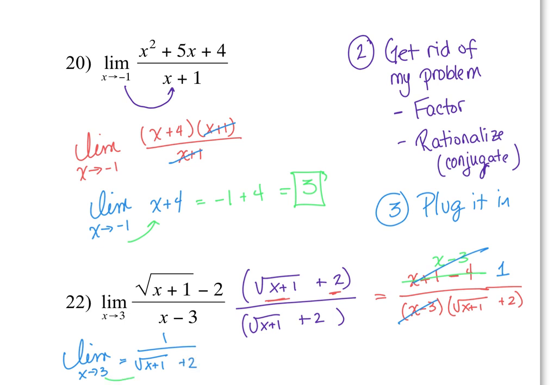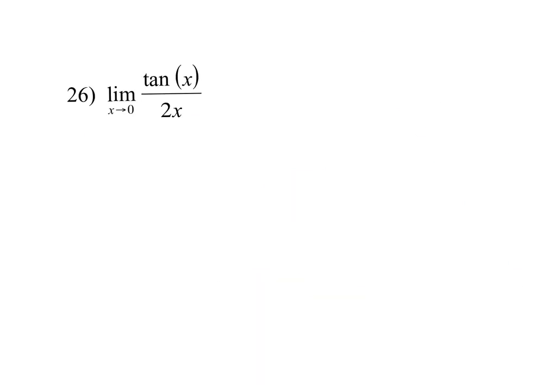So I'm going to take this 3 and plug it in. 1 over the square root of 3 plus 1 plus 2. The square root of 3 plus 1 is the same thing as the square root of 4, which is 2. 2 plus 2 is 4. 1/4 is my limit. So this is where you need to remember your 2.